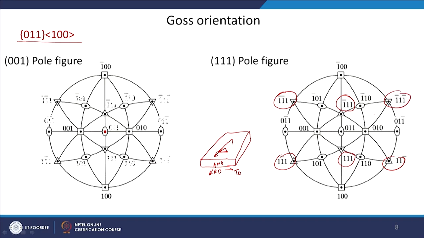So in a 111 pole figure, if you see a symmetry like this, you should be able to understand that it is a Gauss orientation which has a 011 at the center and the 100 is parallel to the rolling direction. So this will be your RD, TD and ND. Similarly, this will be your RD, TD and ND. So I am keeping my sample geometry like this, and looking at how the unit cell is oriented with respect to the sample geometry, so that I am plotting in the pole figure.